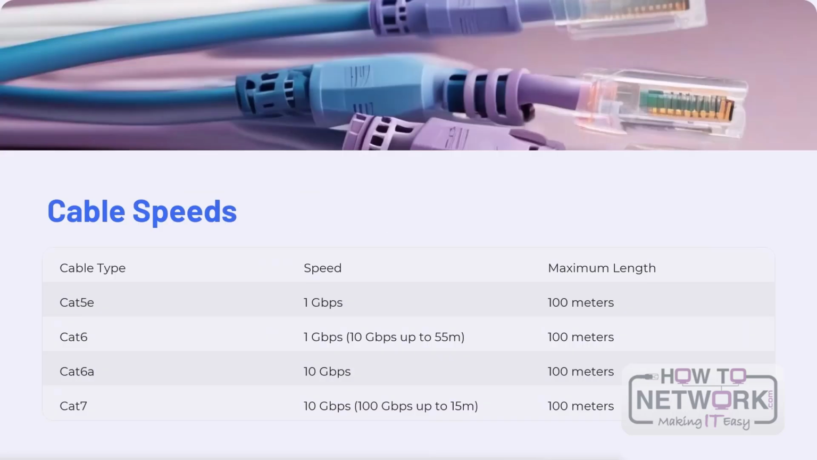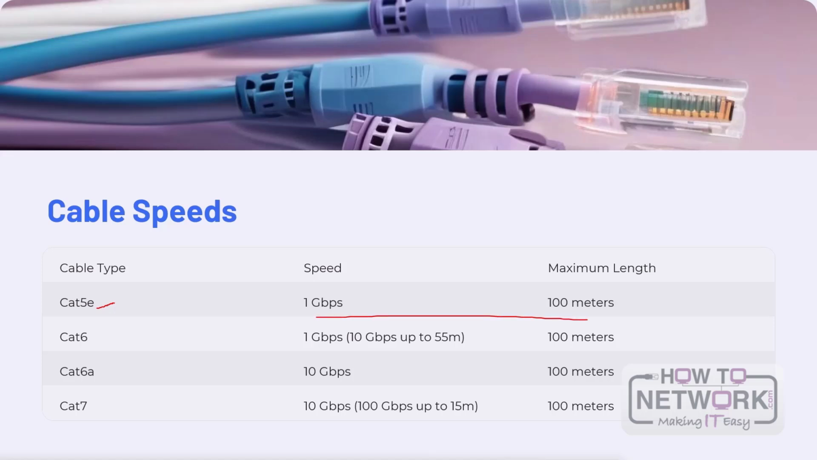Now let's talk about the cable speeds for Ethernet cables. The speed of cables refers to the maximum transfer rate that it can support. Different cable types have different speed capabilities. Cat5e cables are the most common types of cable used for Ethernet networks. They can support data transfer rates up to 1G over a distance of up to 100 meters.